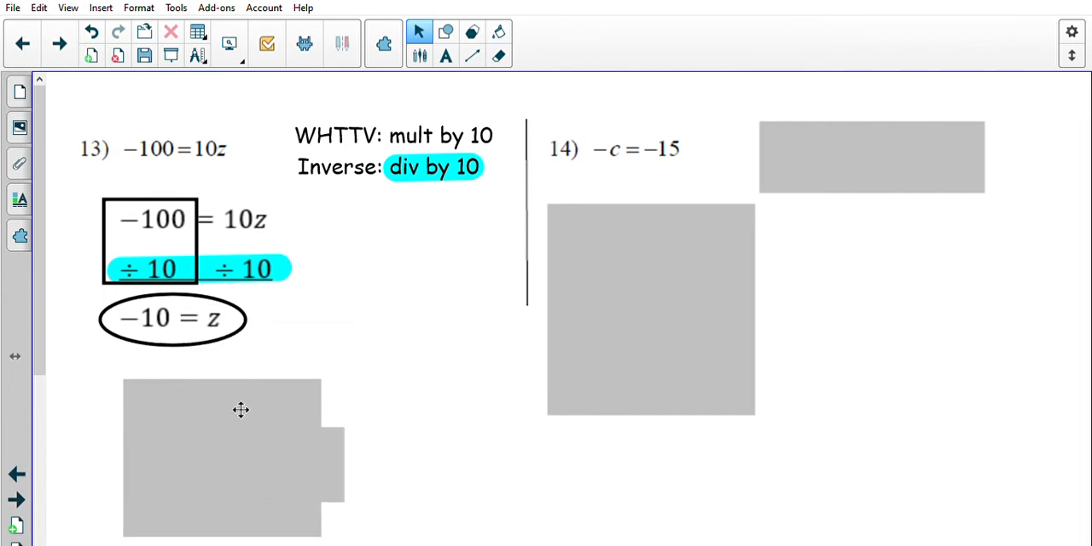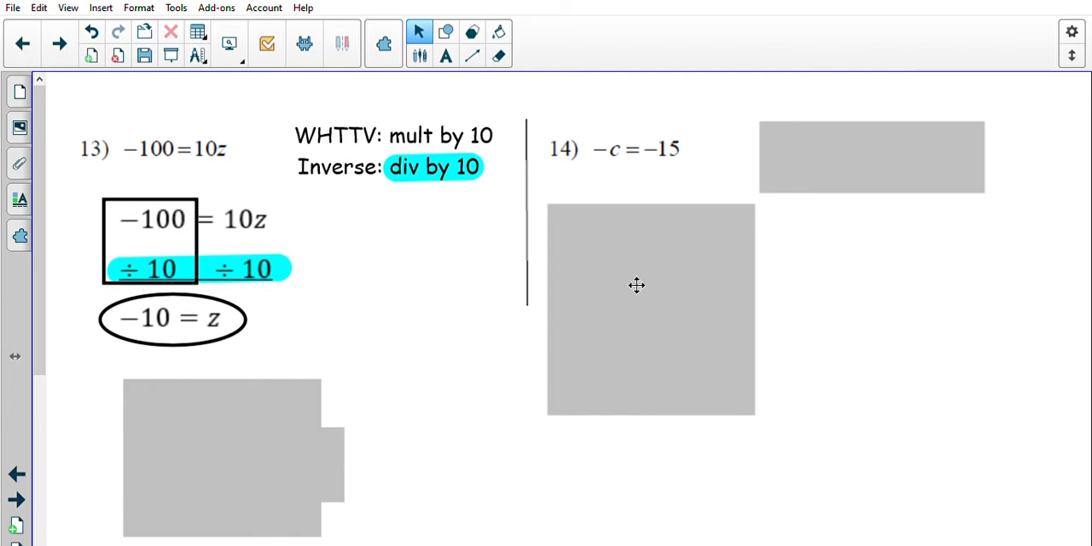Negative 100 divided by 10 is negative 10. It should be starting to get easier as we see more practice on this. And remember, this is something we'll also practice in class together. It's also something that you're going to get some practice combining with solving equations by adding and subtracting. All right, so number 14 is kind of a weird question.